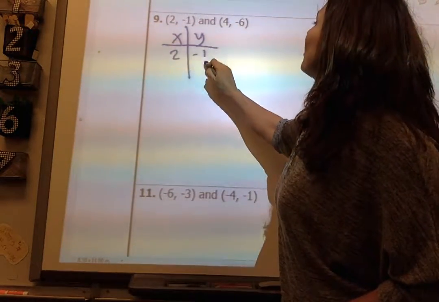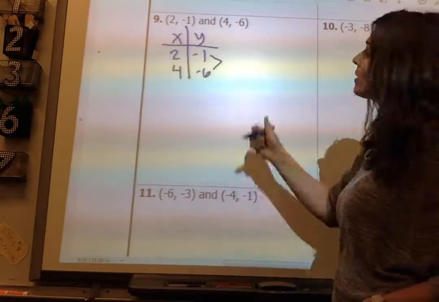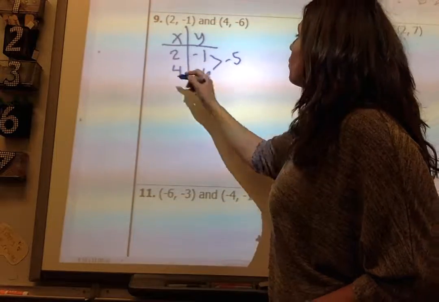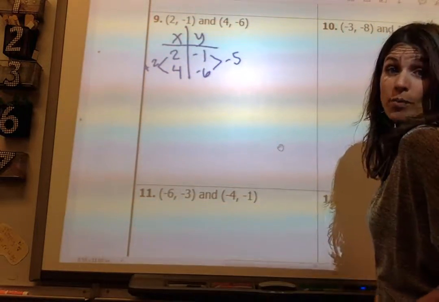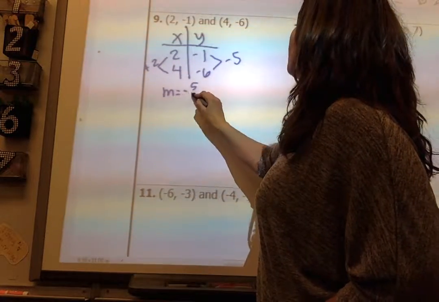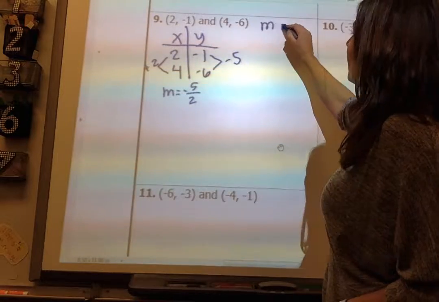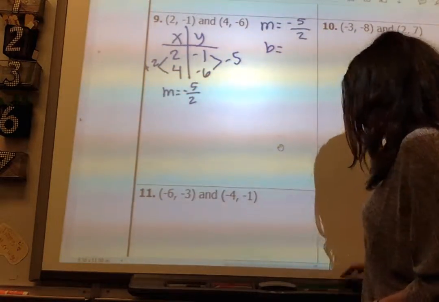Now I'm going to use 2, -1 and 4, -6. So how do you get from -1 to -6? You subtract 5. That's my change in y. And how do you get from 2 to 4? You add 2. So my slope is change in y over change in x. My slope then is -5 over 2. So I'm halfway done. My slope is -5 over 2. I just need to find the beginning point.